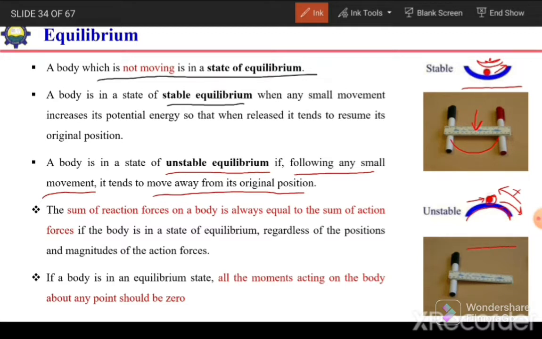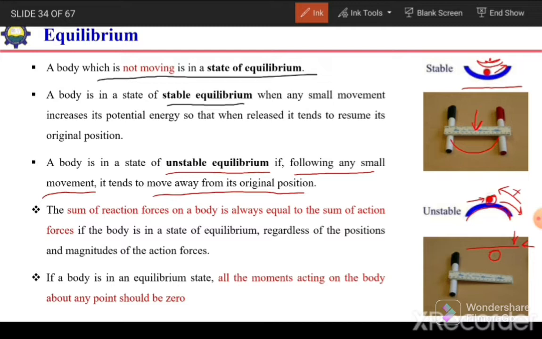Similarly, in this case, if we have a roller and we have placed it on a marker, and if we just apply some load over here in this direction or in this direction, it will move away from its original position and it will not come back to its original state of equilibrium.